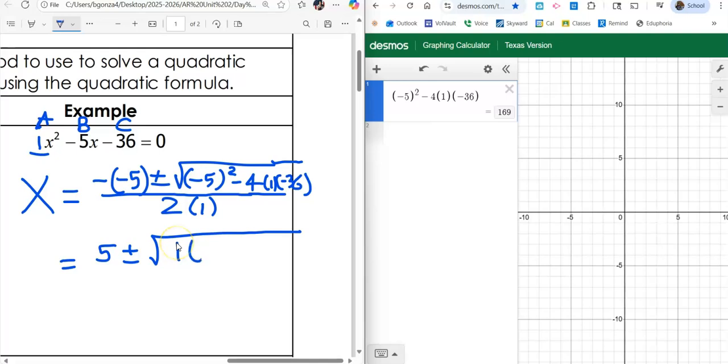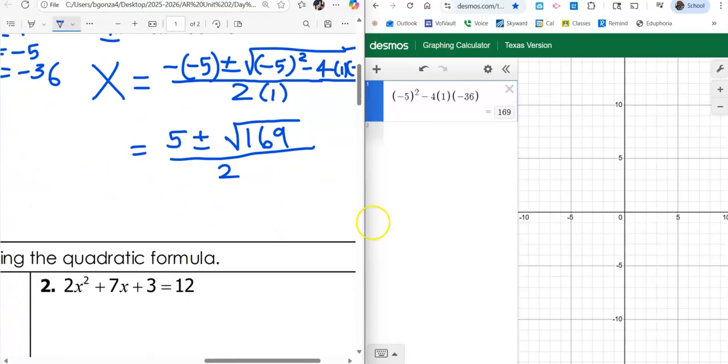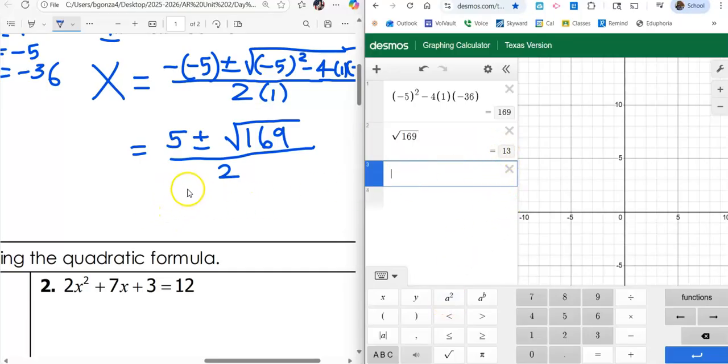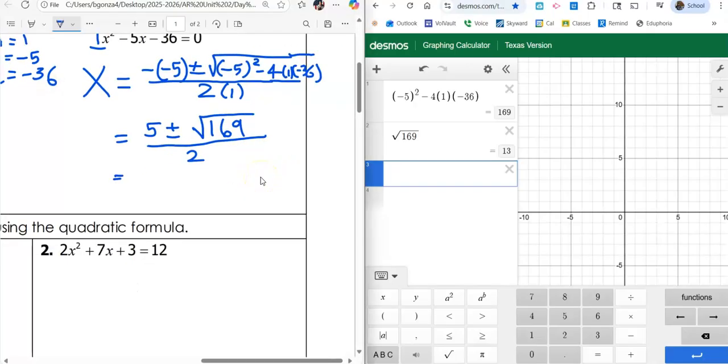And then divided by 2 times 1 is 2. Okay, now here's where it might get a little more complicated. Do we know the square root of 169? Let's find out. Square root of 169 gives me 13. Okay, so check this out. 5 plus or minus 13 divided by 2.